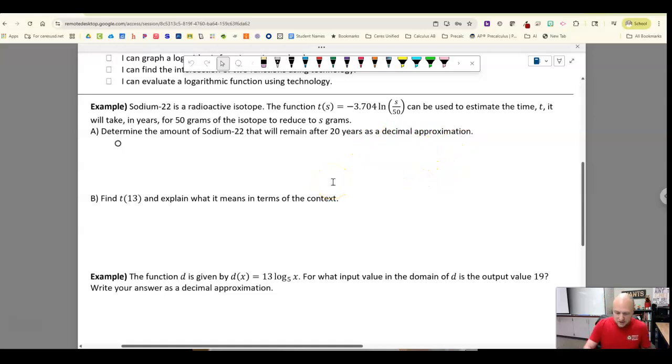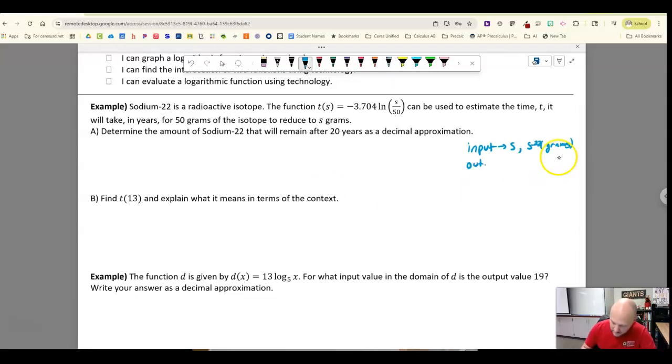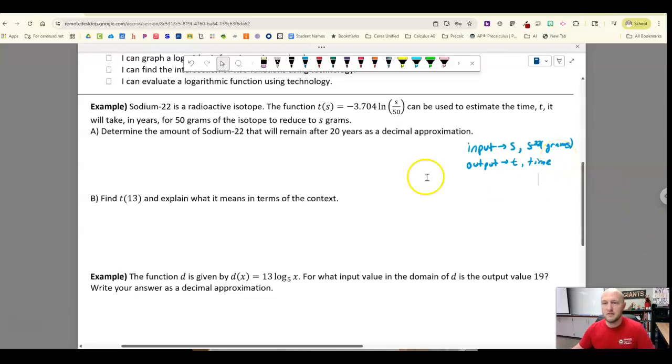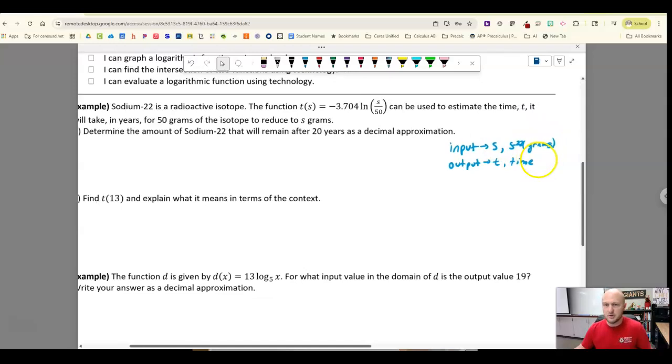The first thing that I like to do in these questions is identify, okay, what are my variables? What's my input? And here my input is S, and this is in grams, sodium-22, I think, is what this represents in grams. And my output, what we get out, is T. This is time, the time it will take for it to reduce, okay? And I think they said here in years. So this is in years.